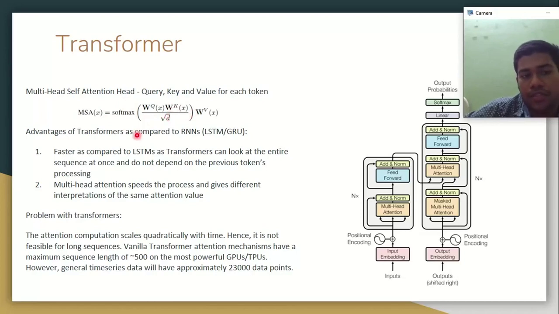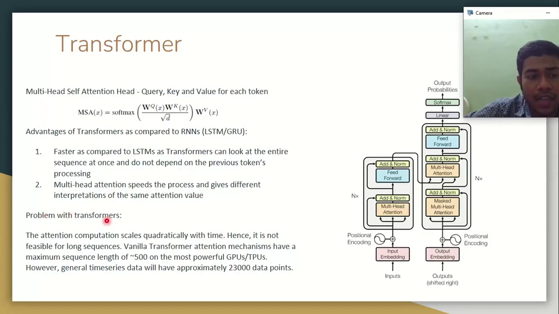The main advantage of transformers as compared to RNNs, including LSTMs and GRUs, is that they are faster, as transformers can look at the entire sequence at once and do not depend on the previous tokens' processing, whereas LSTMs and typical RNNs have to wait for the processing of previous tokens to process the current token, for calculating the attention of the current token. The other advantage is that multi-head attention speeds up the process and gives different interpretations for the same attention value. These are the advantages of transformers, and this is one reason why the transformer has become very popular in NLP or sequence-to-sequence tasks.